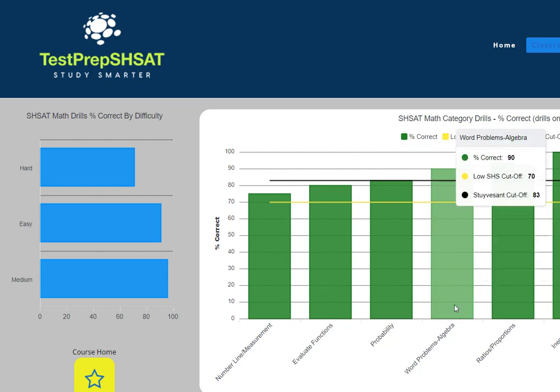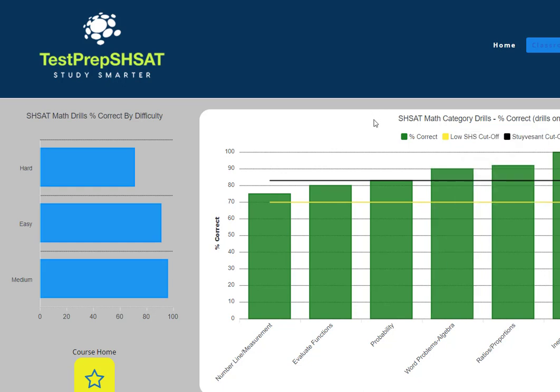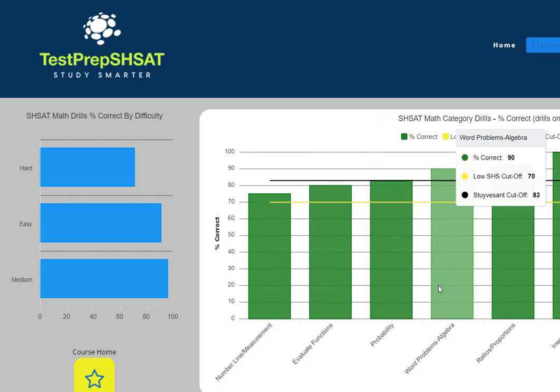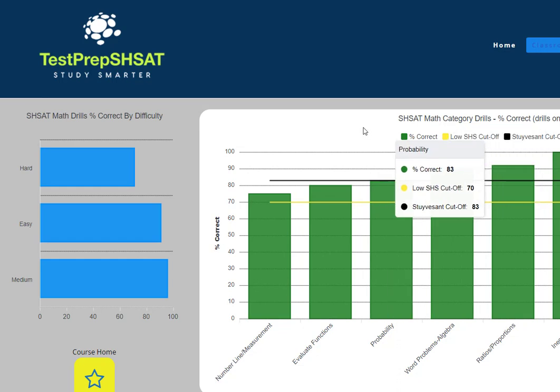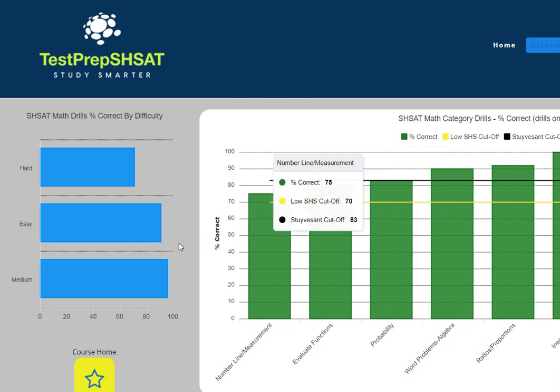That has moved up. It is now up to 90% correct on word problems. It's moved up the chain. No longer the problem it was before. I've improved on my word problems. I can see I'm getting better. And I'll keep going through this process. Next, I might tackle number line and measurements.